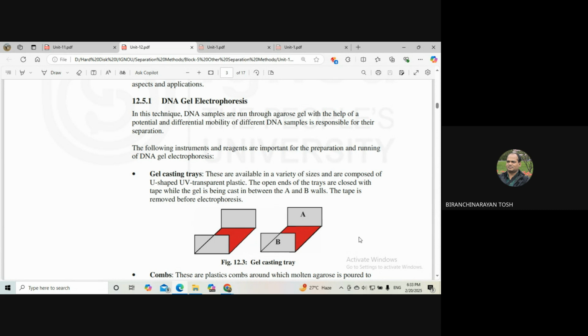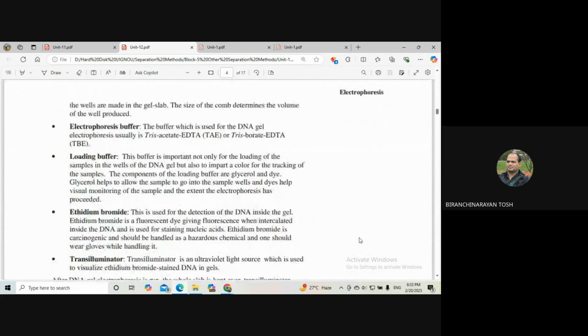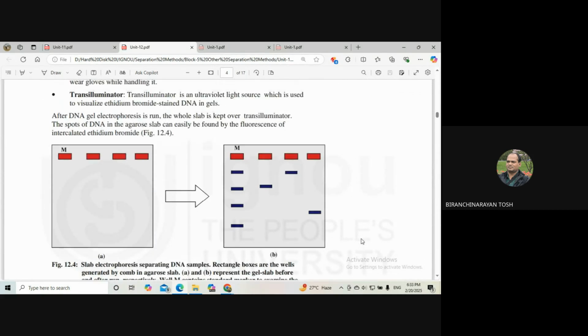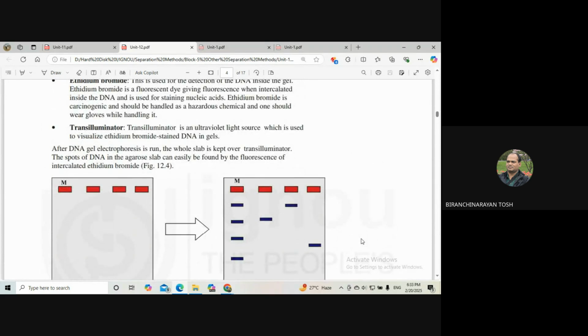Then combs. These are plastic combs around which molten agarose is poured to form sample wells in the gel. Once the gel is cast, the comb is easily removed and the wells are made in the gel slab. The size of the comb determines the volume of the well produced. So with the comb, we make the wells at regular intervals.